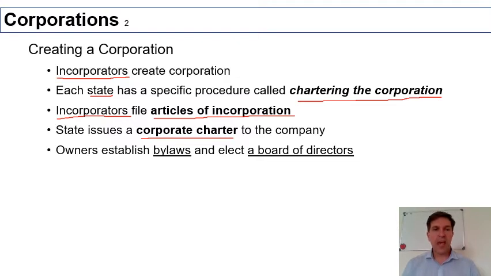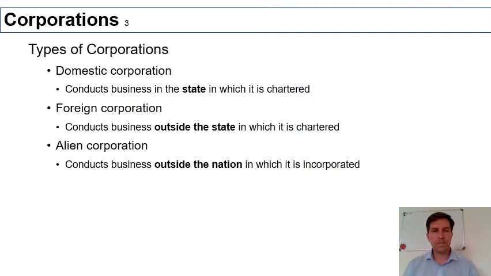Now, at the same time, once the corporate charter has been issued, the owners of the corporation are going to establish the bylaws, which are the rules that are going to be followed to govern the corporation. And to that effect, they are going to elect a board of directors. These are going to be the people that are going to make sure that the corporation is fulfilling its long-term goals. We'll discuss them a little bit in more detail in the following slides.